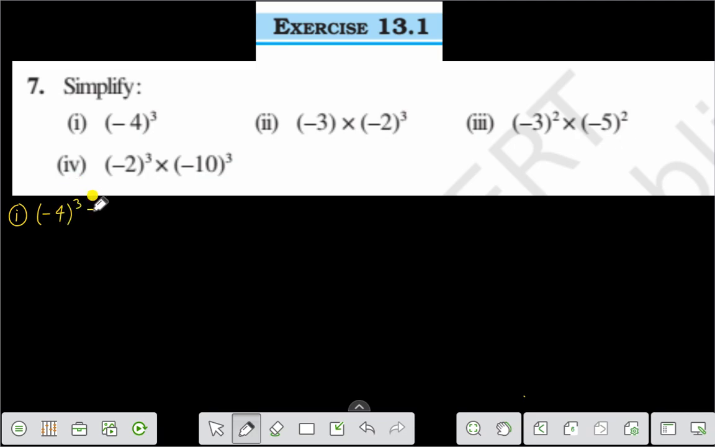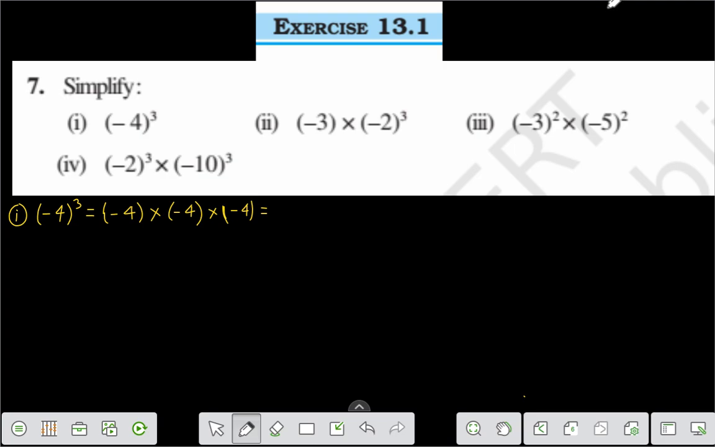Then it can be written as minus 4 into minus 4 into minus 4. Therefore, it can be written as minus 4 into minus 4 into minus 4.